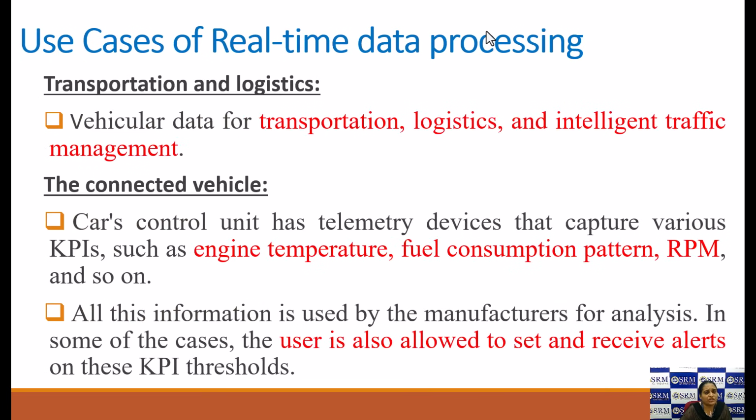The next two are transportation and logistics, where vehicle data is used for transportation, logistics, and intelligent traffic management. I'll give a scenario where I want to ship an item on a cargo ship over the sea, the ocean. I want a minute-to-minute capture of the temperature of the item, which is kept inside a box. I want to be notified of the temperature because my item should not go below -1 degree. In that case, the item gets damaged.